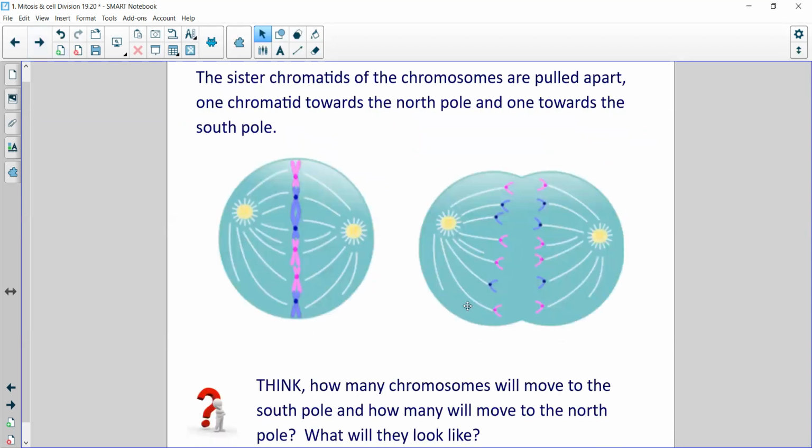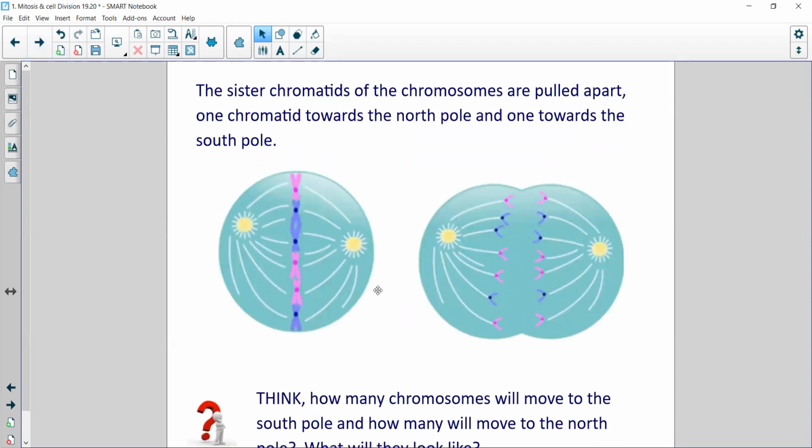Now we can see that going on here. So this is just another diagram, just another way of representing the same thing. So that was our chromosomes lined up at the equator, and this is the chromatids then being pulled apart to the opposite poles. All right.